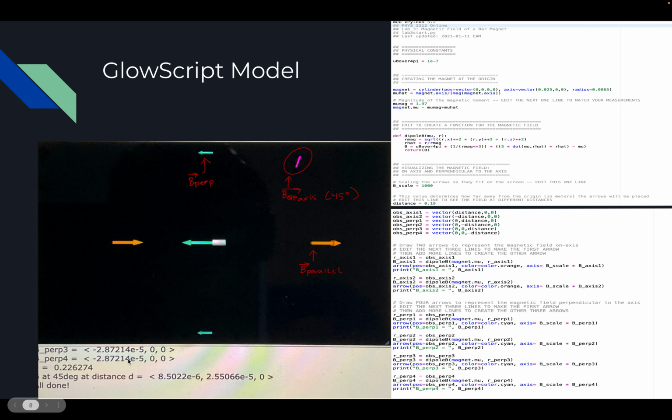And we calculated the magnetic field of the off-axis with this vector.